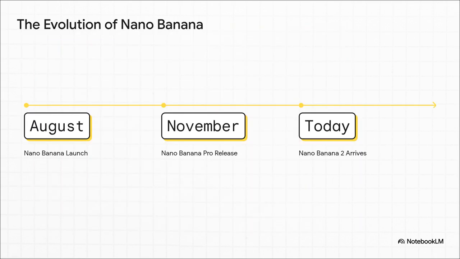And what's really wild is just how fast this is all happening. Look at this timeline. The original Nano Banana came out just last August. A few months later, bam, the Pro version lands. And now we're already here with this massive upgrade. The speed of development is incredible.